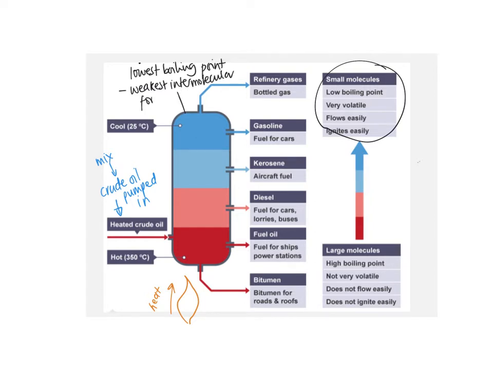And if you think back to when you've done things like specific latent heat, you know that the lower the energy needed to separate the molecules, the easier they are to change state. So these short molecules don't have a lot of strength in terms of holding on to each other. And that means that they're able to evaporate really quickly, and they condense at cool temperatures.